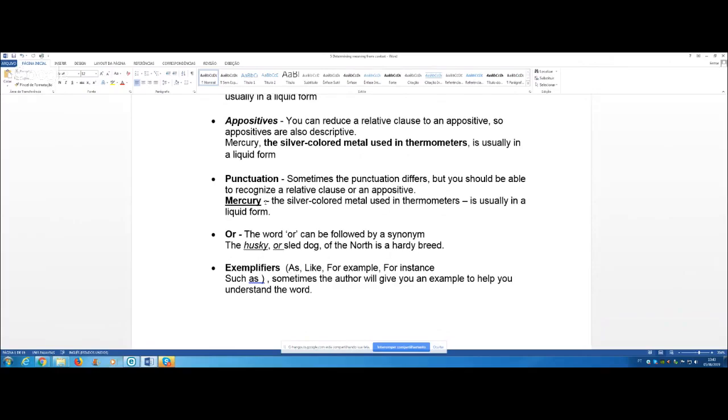The word or can be followed by a synonym, for example, in this sentence, the husky or sled dog. So you know that husky and sled dog are synonyms, right? Now come the exemplifiers. Exemplifiers in the English language are words that we use to exemplify: as, like, for example, for instance, such as.